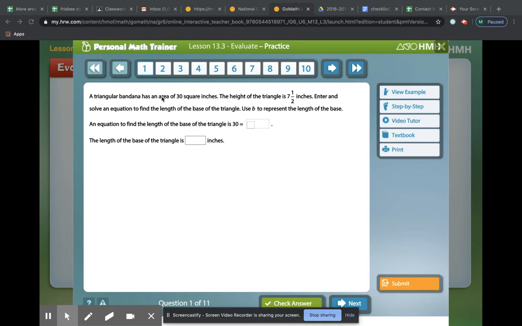A triangular bandana has an area of 30 square inches. The height of the triangle is 7.5 inches. Enter and solve an equation to find the length of the base of the triangle. Use B to represent the length of the base.